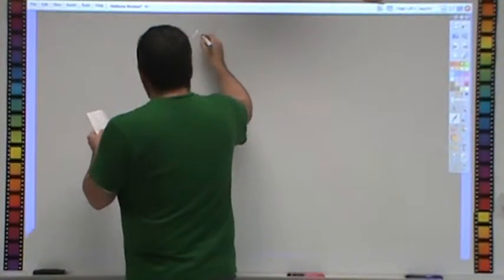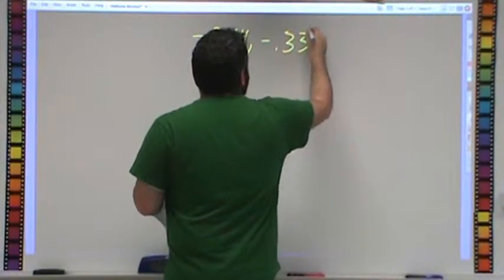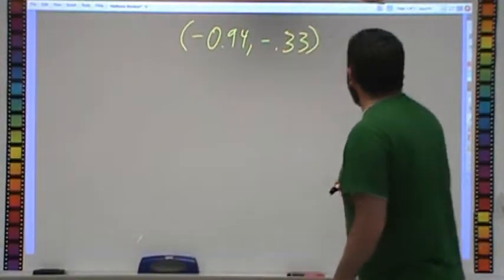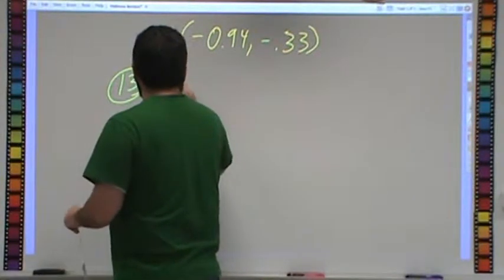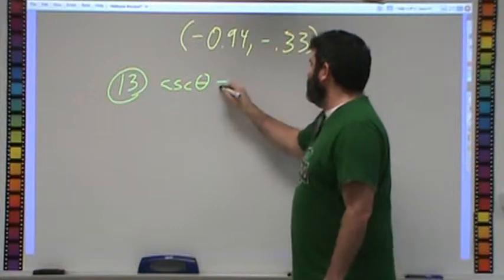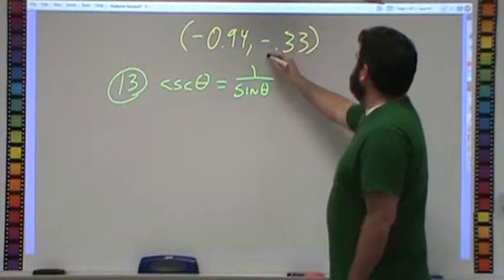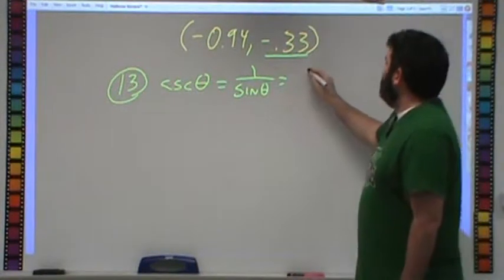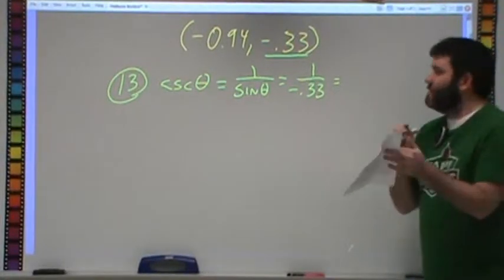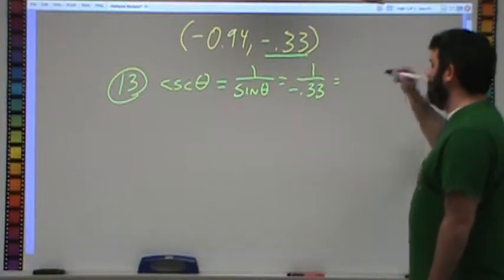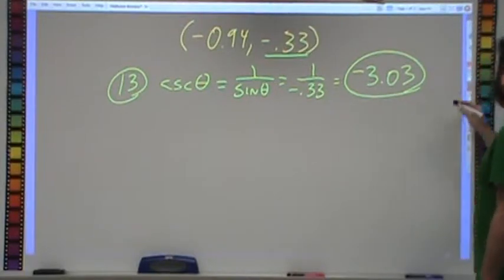13 and 14 I'm going to do together because they both deal with this coordinate. Number 13 is asking you for cosecant. Now cosecant, we remember from trig identities especially, that that's 1 divided by sine. Sine is the y value. So that means it's 1 divided by negative 0.33. I just simply type that into a calculator, and 1 divided by negative 0.33 will give me negative 3.03. So that's the answer to 13.